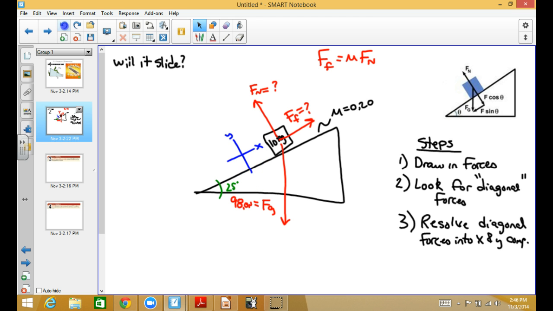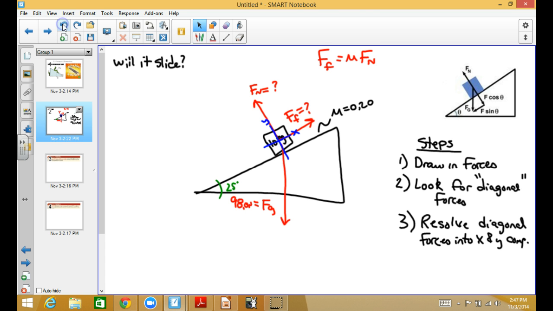So now watch this problem. When I do this problem like this, I only have one diagonal force now. The only diagonal force in this case is gravity. Turns out gravity is the one that's not going up and down. So I only have to resolve one of these forces into its x and y components.